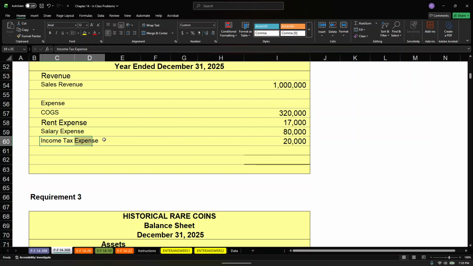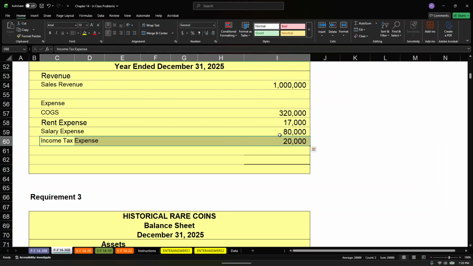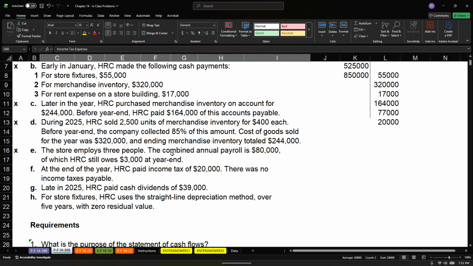So you can see there's no adjustment for this. This $20,000 expense, which is baked into net income, requires no adjustment for cash flow, because it's a fully cash expense. Our income tax payable was 0 at the beginning of the year. At the end of the year, income tax payable is still 0. That's why there's going to be no adjustment for that. Okay, so that's taken care of.